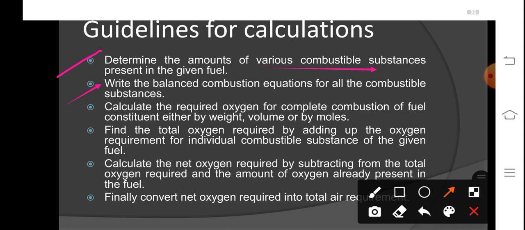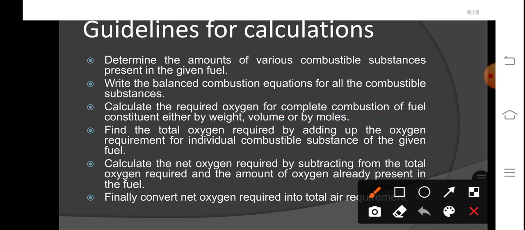Then after getting the amounts, we have to write the balanced chemical equation for all the combustible substances. After writing the balanced chemical equation, we will get an idea of how much oxygen is required for the combustion. After getting this, we will calculate the required oxygen for complete combustion of the fuel, either by weight or by volume or by mole.